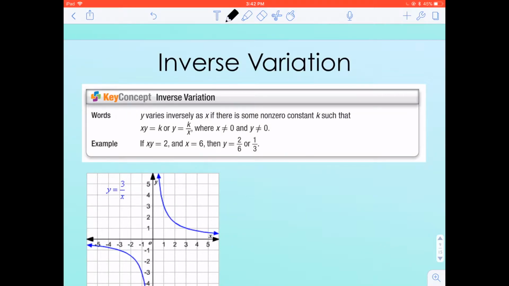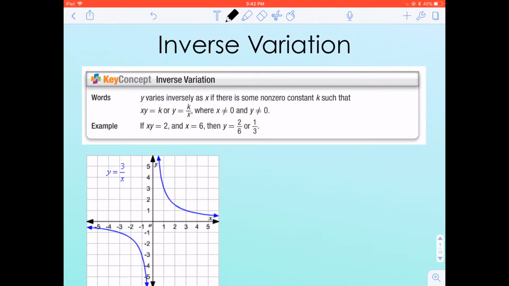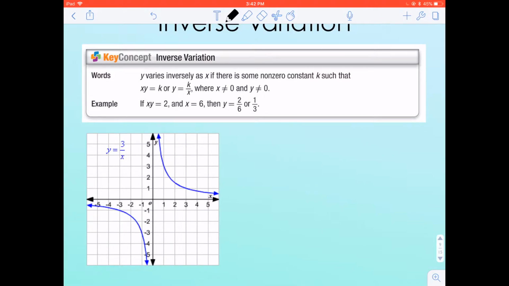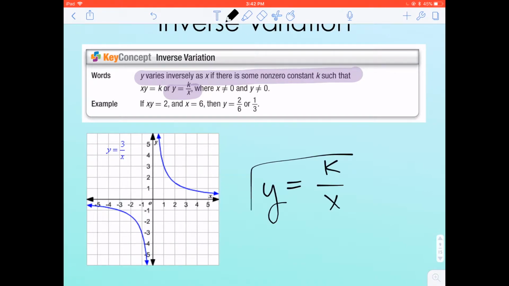Okay, welcome back. Now we're going to do inverse variation. If y varies inversely as x and there's some non-zero constant k, then we're just going to have y equals k over x. So y equals k over x.